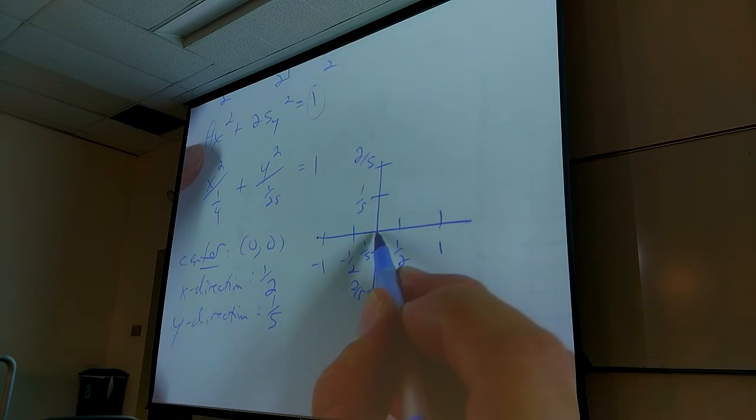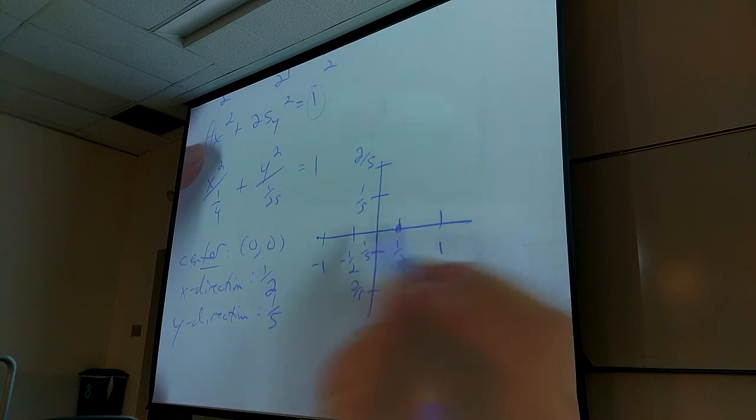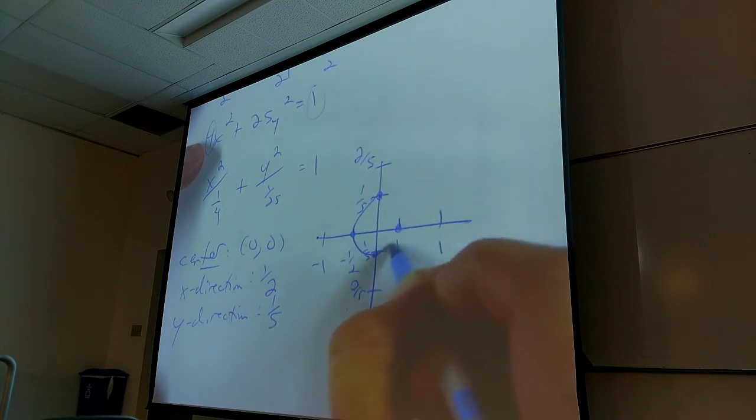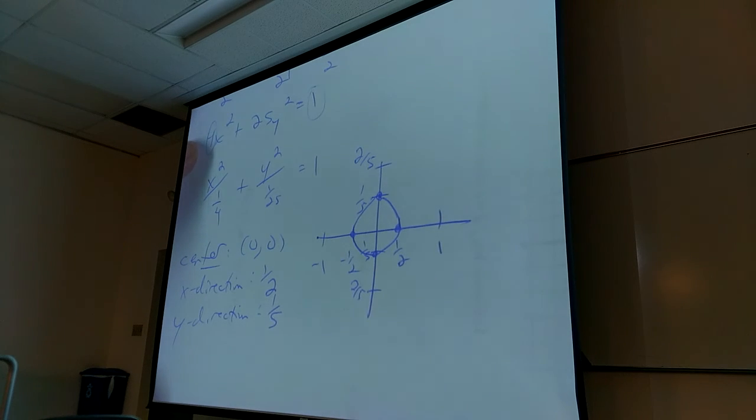So now the center is 0, 0. I go 1/2, 1/2, 1/5, 1/5. Yay! Look at that fat little thing. Little pig. So just in case you hit something like that, you can pick your scale to be nice with the numbers you have to work with.